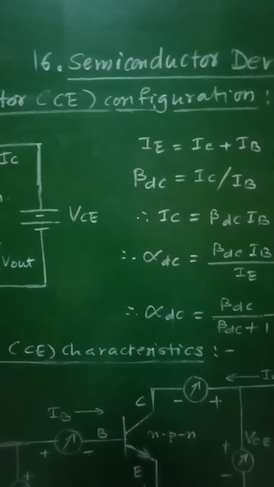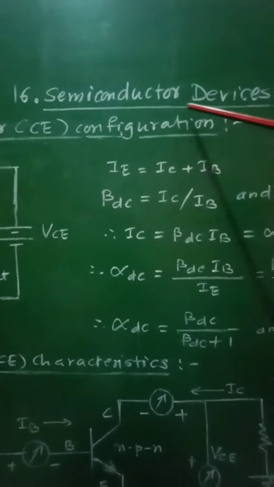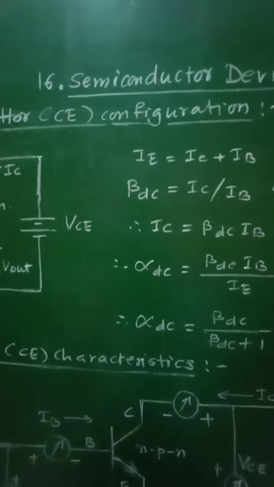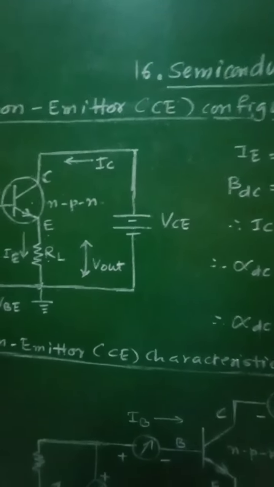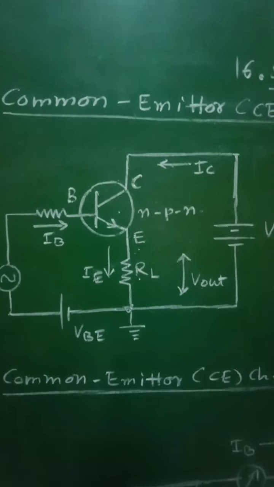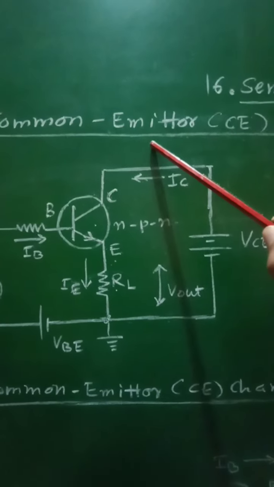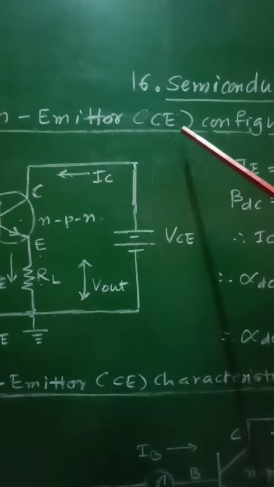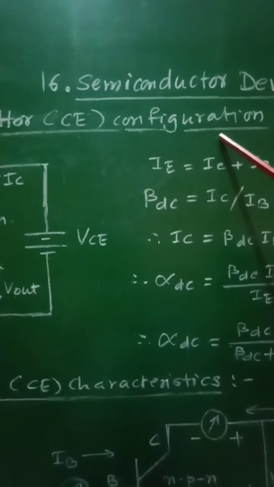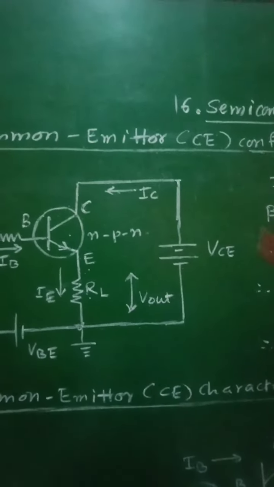Class 12th, Subject Physics, 16th chapter, Semiconductor Devices. From the chapter, let us see one of the configurations of the transistor, that is common emitter, in short CE configuration.